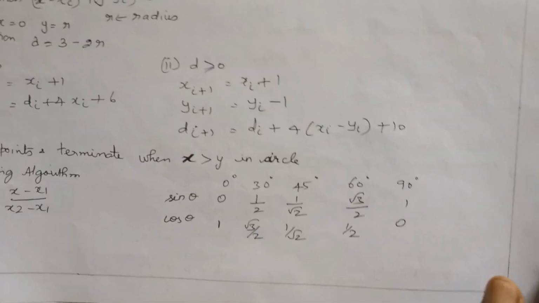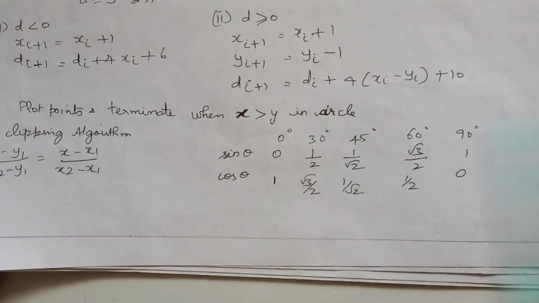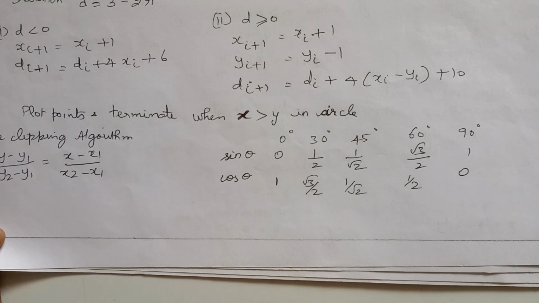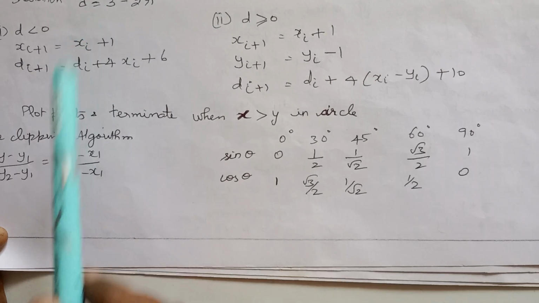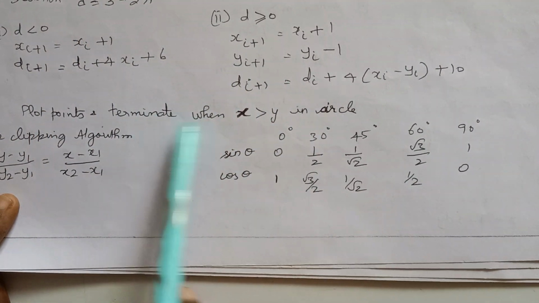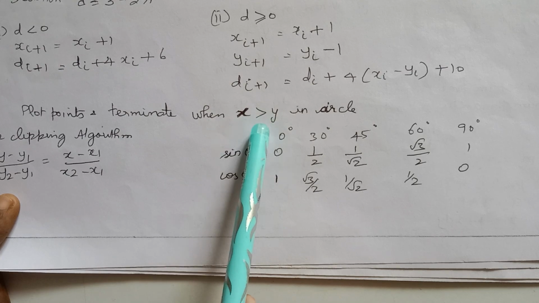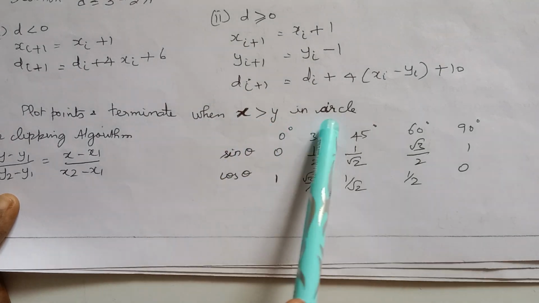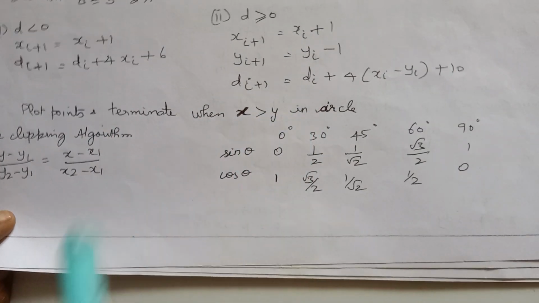Okay, please know this formula. Next, in the case of the circle algorithm, you plot the points and then you find the values of x and y. You terminate only when x becomes greater than y in a circle. That's why you terminate it.